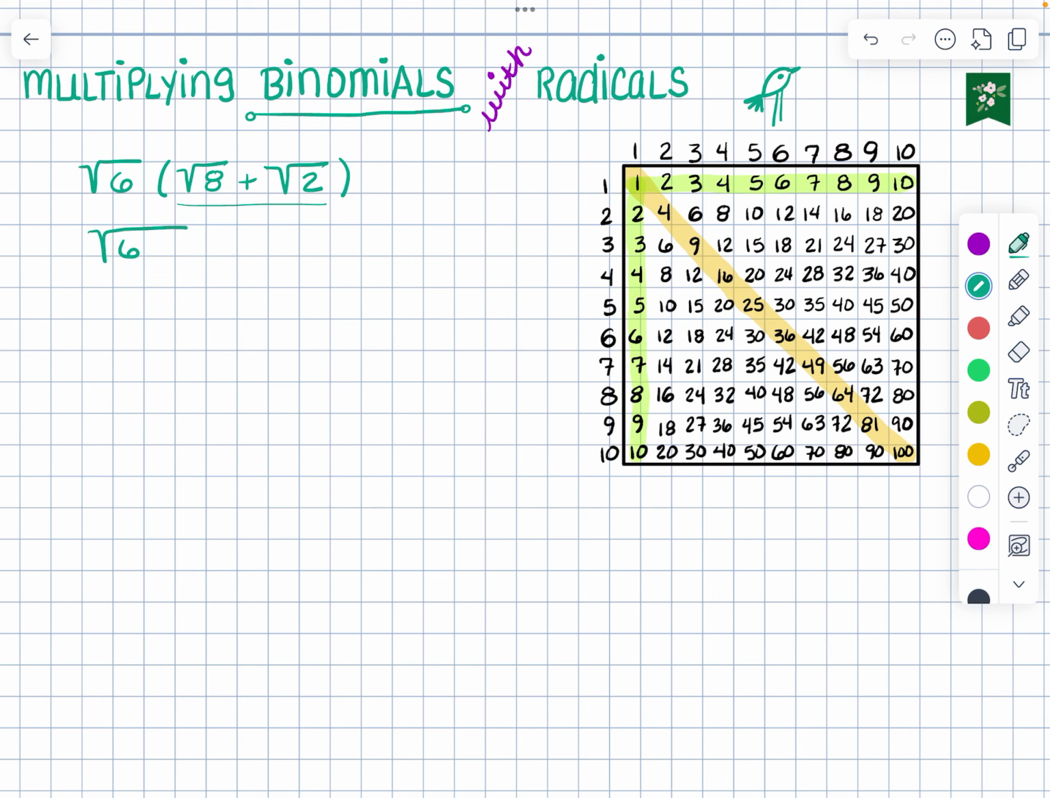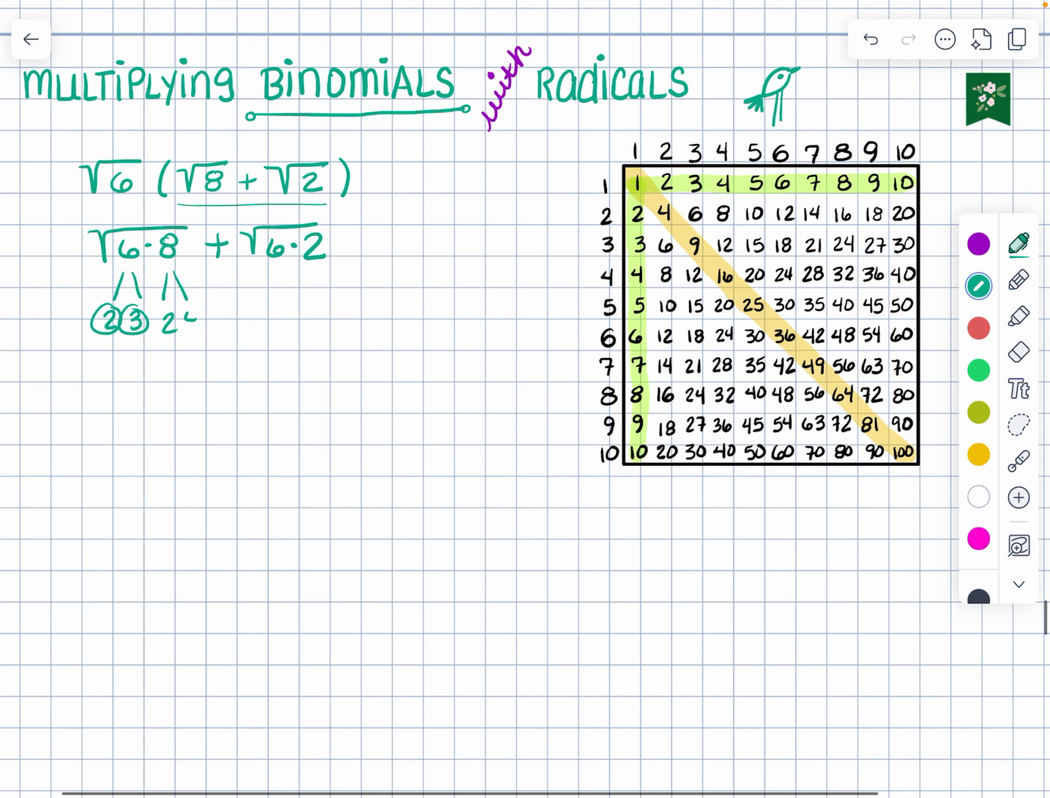And I'm just going to do it like that for starters, and then the square root of 6 times the square root of 2. 6 times 2. And now I'm going to find all the factors of these. 6 is 2 times 3. Those are both primes, so I can stop there.